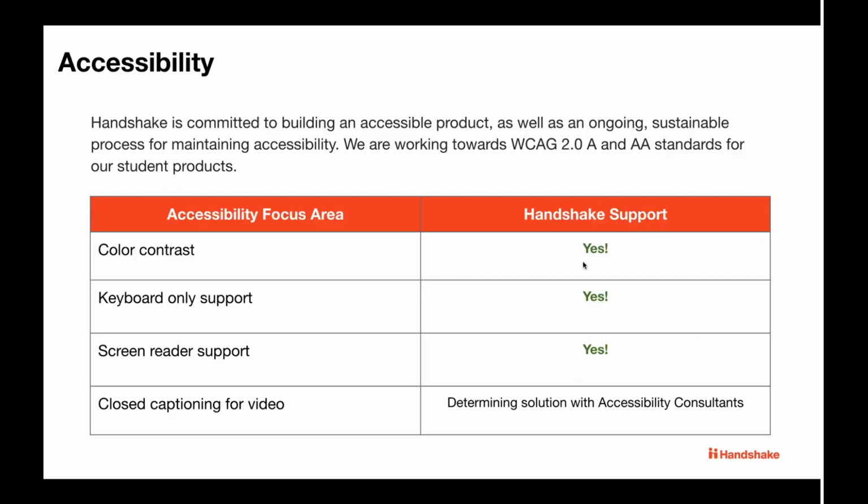And then to close out the demo, we also want to touch on accessibility, which we got a lot of questions about in yesterday's webinar. So Handshake is committed to building an accessible product, and we're working towards Web Content Accessibility Guidelines 2.0 A and AA standards for all of our student products. But a few things that are very important for our virtual fair solution are color contrast, which Handshake will support, keyboard-only support, which we will also support, and screen reader support, which we are on track to support for our virtual fair's launch.